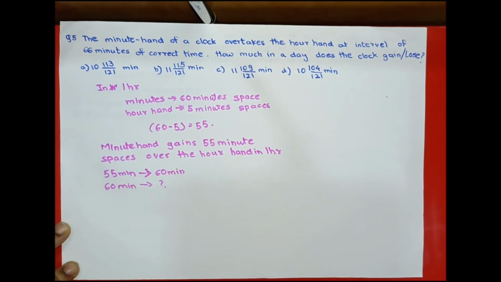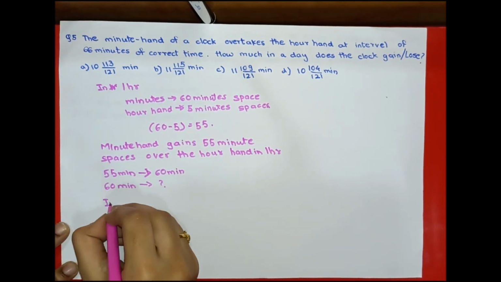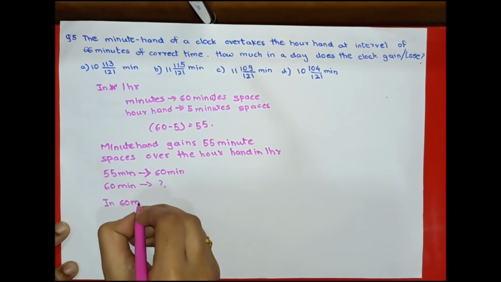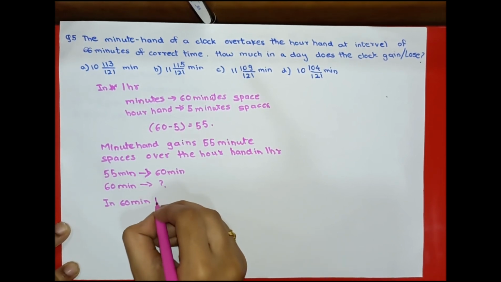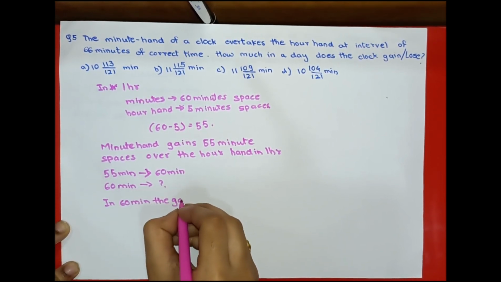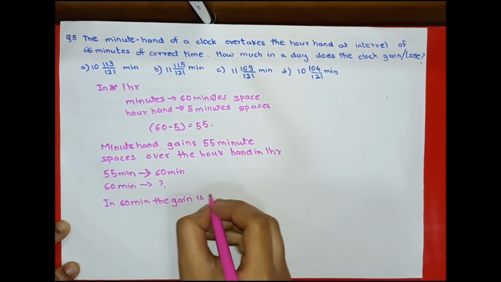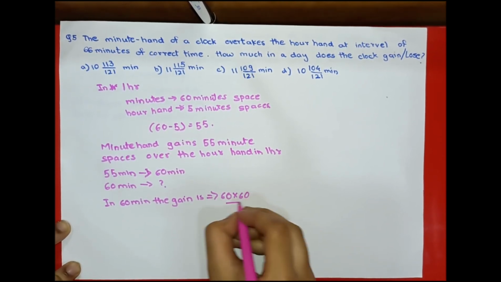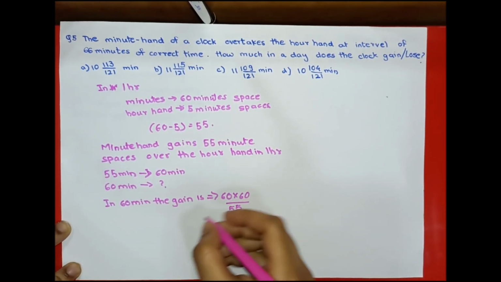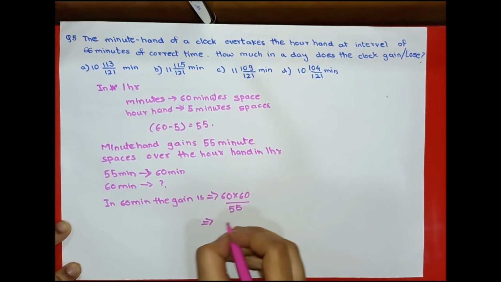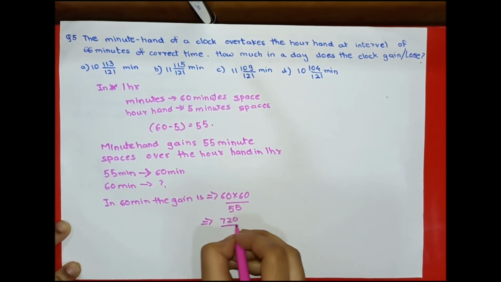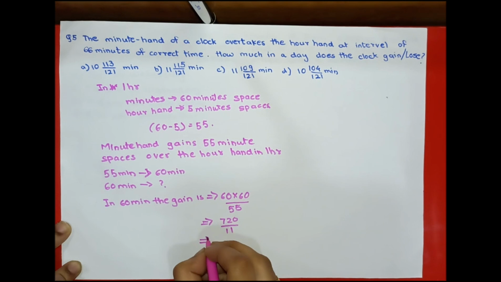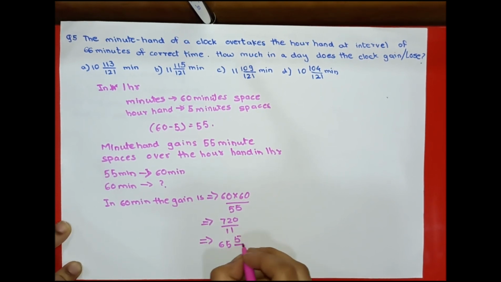So in 60 minute spaces the gain is 60 into 60 divided by 55. If you solve this, you get 720 by 11, and you can just write it as 65 5 by 11.